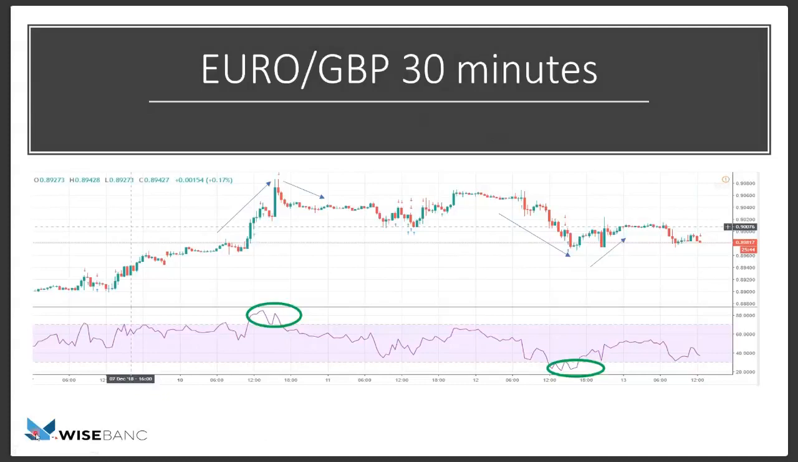Remember, the RSI is what's known as an early warning indicator. So it's not as soon as it hits the level that it changes. It comes close to the level and it gives us a hint that something is about to change.